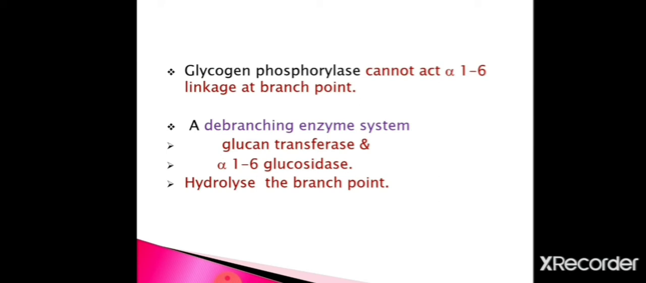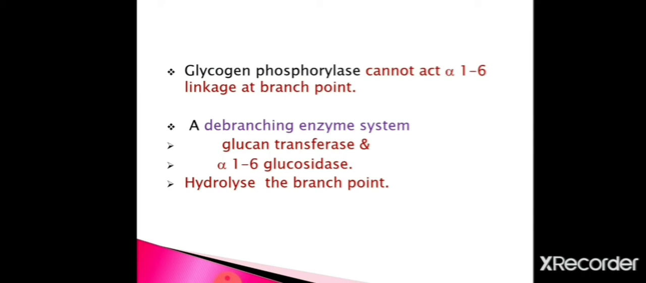So this glycogen phosphorylase enzyme will hydrolyze alpha 1,4 glycosidic linkages till it reaches a glucose residue which is 3,4 glucose units away from the branch point. So it stops its action 3,4 glucose units away from the branch point. So a debranching enzyme system, which includes glucan-transferase and alpha 1,6 glucosidase, will hydrolyze the branch point.